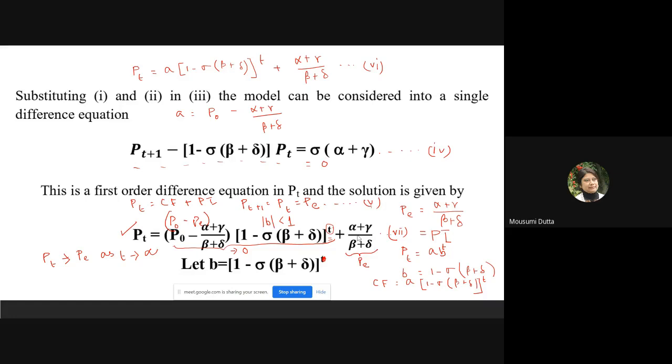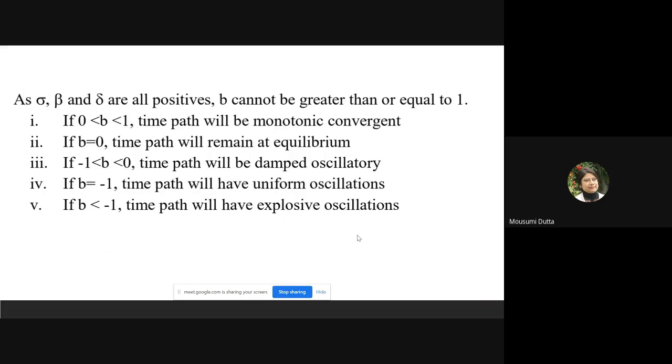If you understand the stability requirement, in the next step you need to understand whether the time path is monotonic or oscillatory. Now look at the first line. As sigma, beta, and delta are all positive, B cannot be greater than or equal to 1.